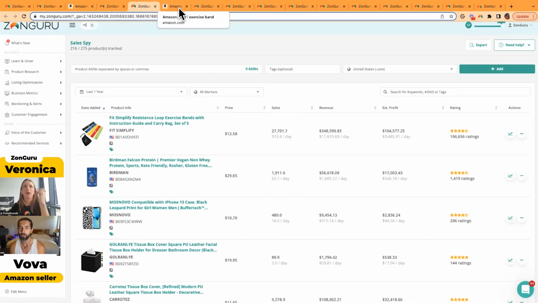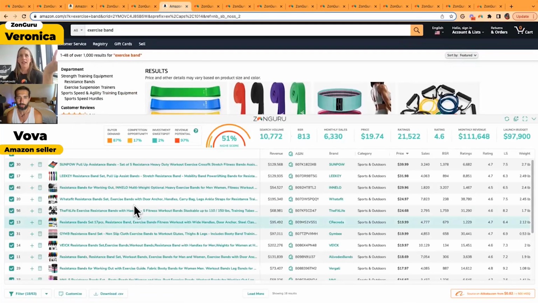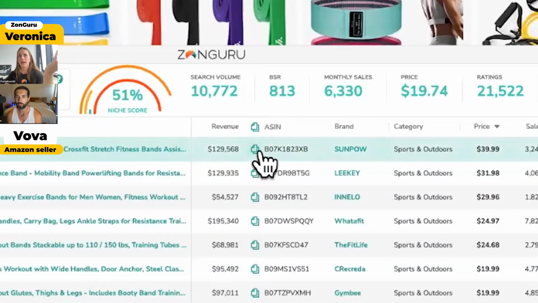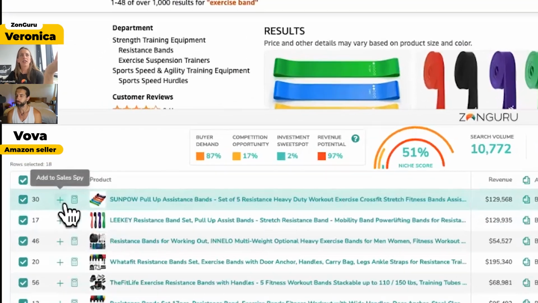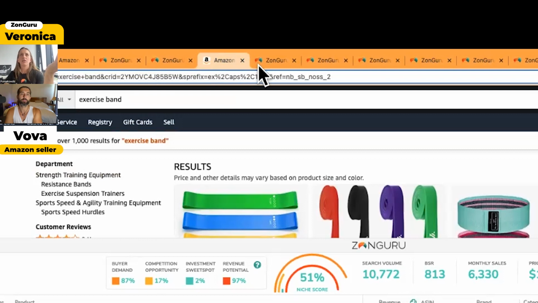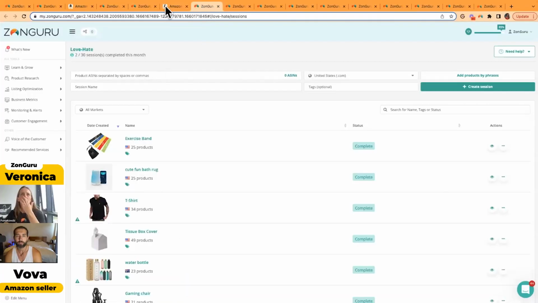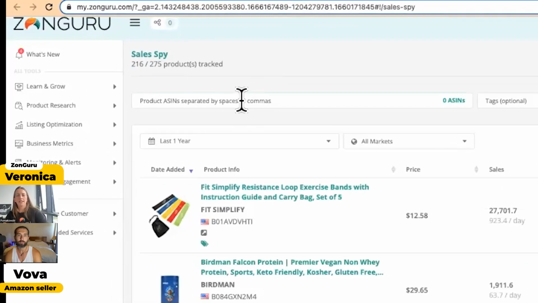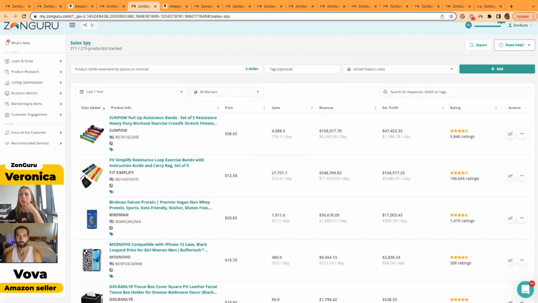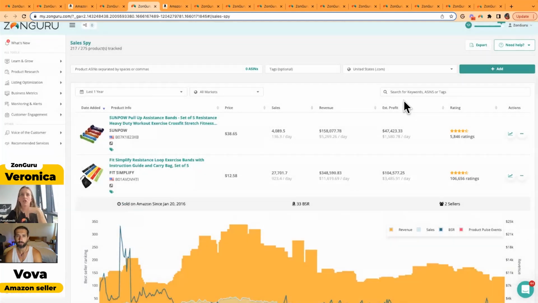Yes, that's right. Just because I have the bands open, say I want to have a look at what this competitor is doing. I can go over to the ASIN and copy it, or I can go here and add to Sales Spy straight away. And that would redirect you to Sales Spy. What you do is add the ASIN in, make sure you've picked the correct marketplace, and click add. So it's there.